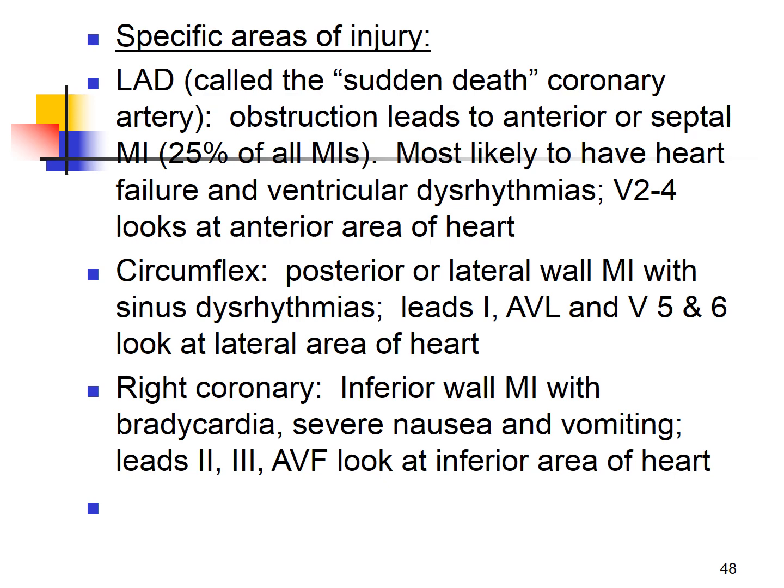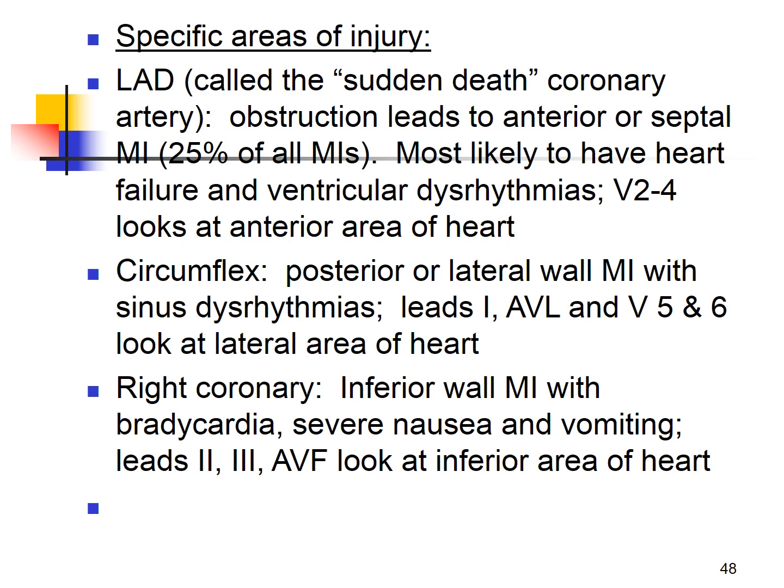Specific areas of injury, the LAD, is called the sudden death coronary artery because it supplies the majority of the heart, from what we talked about in the beginning. So obstruction leads to anterior and septal MI, which is 25% of all MIs, most likely to have heart failure and ventricular dysrhythmia. So they go into VFib, which creates even more problem. So the V2 to V4 leads will look at the anterior area of the heart, and then the circumflex looks at the posterior and lateral wall MI with sinus dysrhythmia.